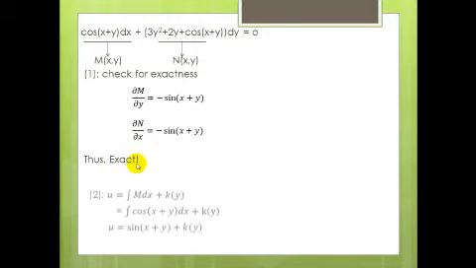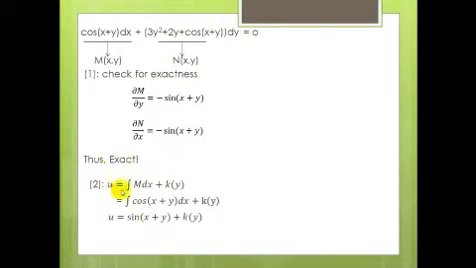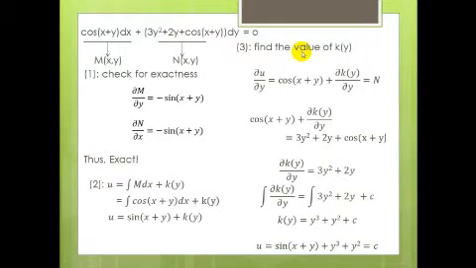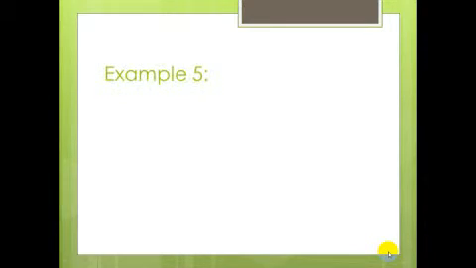Step 2. We have u equals integral of m dx plus ky. After substituting m from the original equation, we arrive at u equals sine of x plus y plus ky. Next is finding the value of constant ky by differentiating u from the previous step and equating it to n from the original equation. We then arrive at the answer u equals sine of x plus y cubed plus y squared equals c.